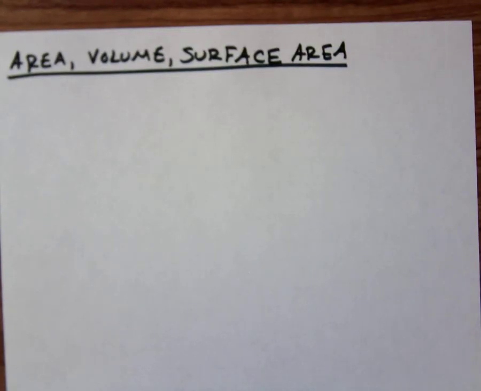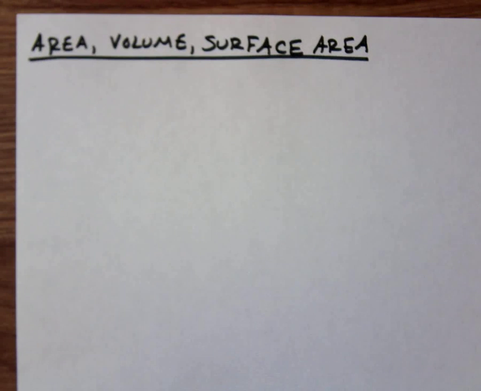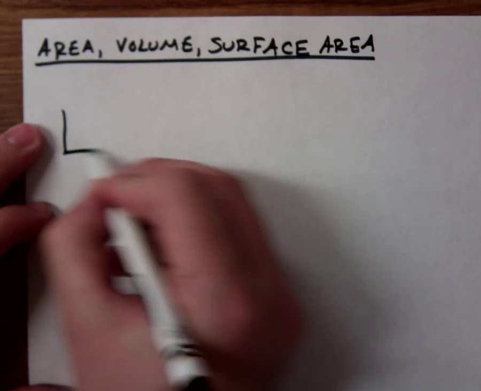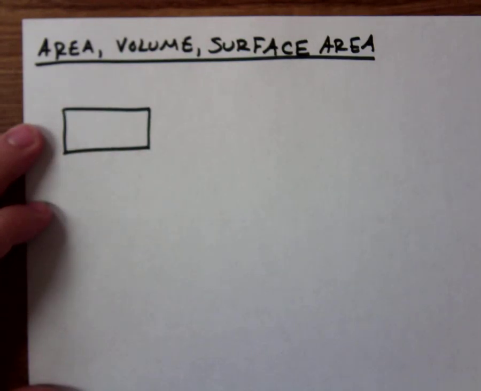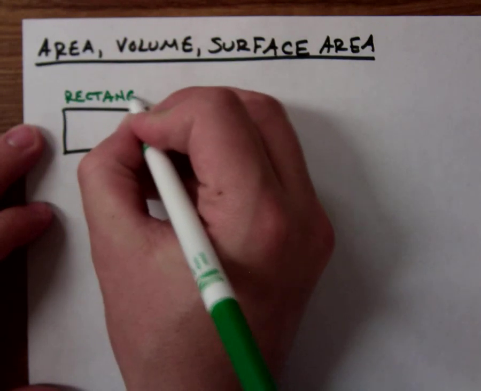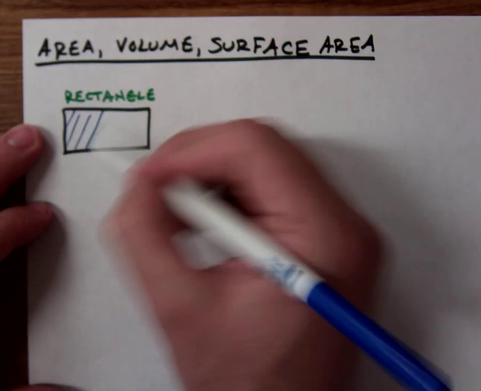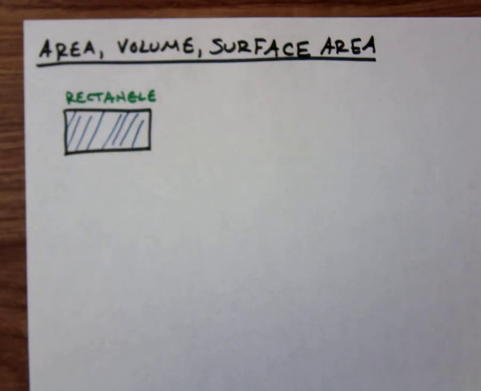Okay. So I'm going to start off by giving you a handful of formulas for area. But first, what is area? It's the inside part of the shape. So for example, if I were to give you a rectangle, the area of the rectangle would be how much stuff is in here. Okay? We have a formula to find the area of a rectangle.